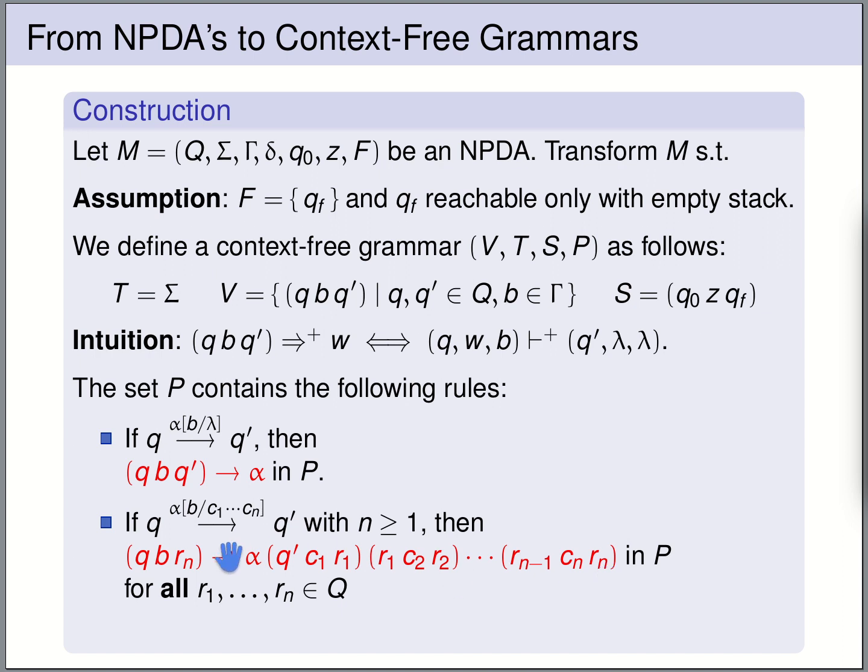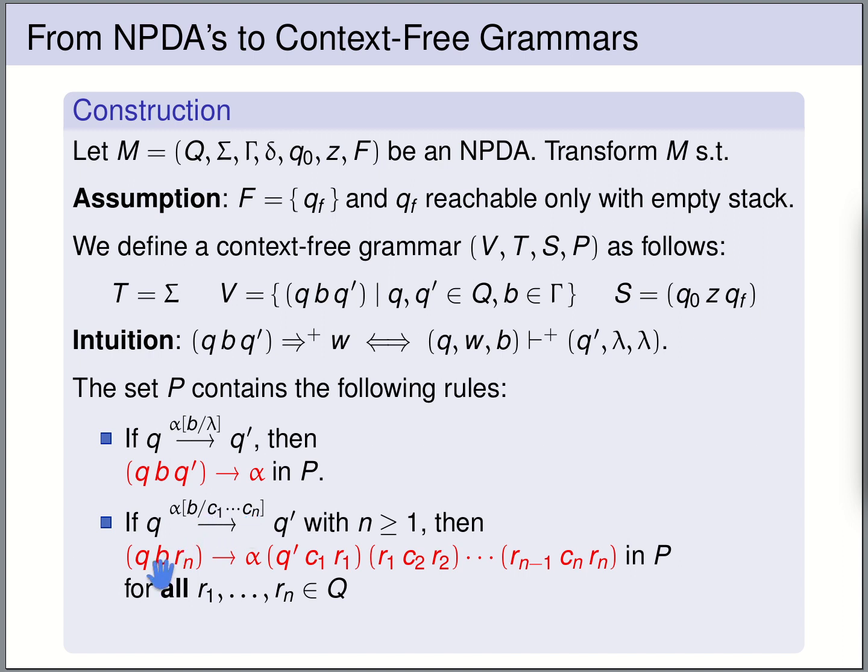So what's the idea here? If we take a transition from q to q' with input alpha, we change the state from q to q'. We don't have input alpha in the grammar, but we produce alpha in the grammar. And now the variable on the left says that we go from q' to rn while removing b from the stack. Now if we take this transition, then b is replaced by c1 up to cn.